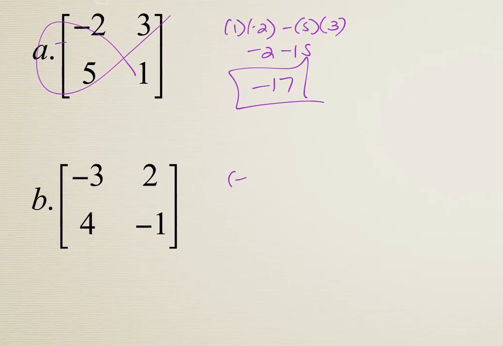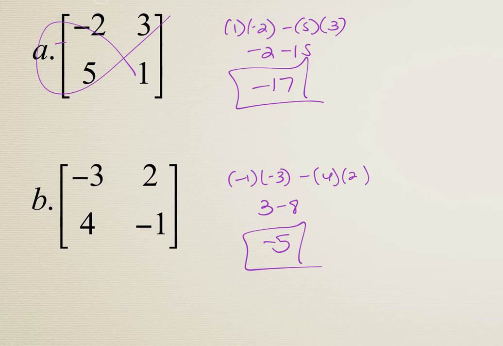B, same thing, negative 1 times negative 3 minus 4 times 2. And I get 3 minus 8, which is negative 5. Easy stuff, right? Questions on that?